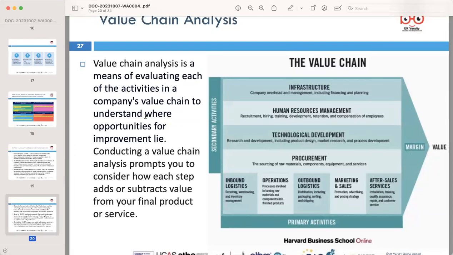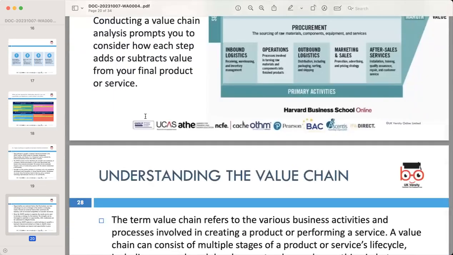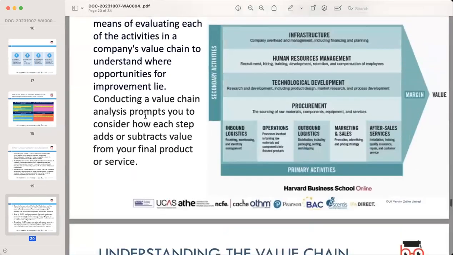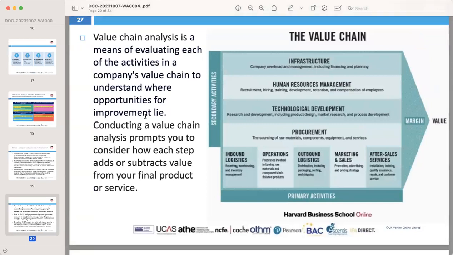So what is the purpose of value chain analysis? It evaluates each activity within a company's value chain to understand how to add or subtract value from the final products or services. And what about its benefits? By optimizing each point in the chain, a business can create more value for customers while capturing more for itself.